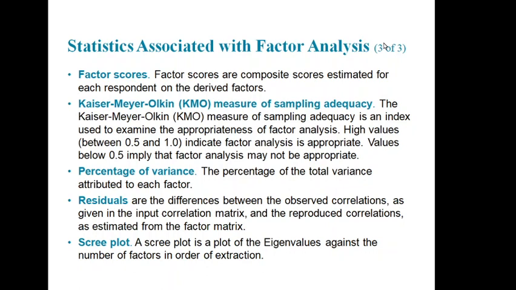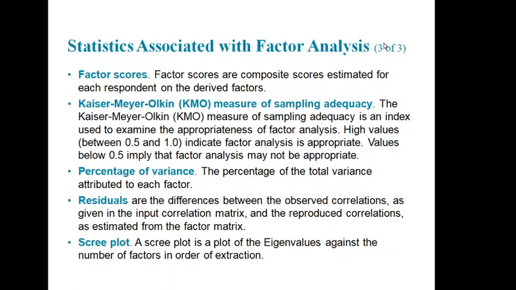Then another set of statistics that you will receive is the percentage of variance. The percentage of total variance attributed to each factor can be observed in the percentage of variance. Then there is something called residuals. These residuals are the difference between the observed correlations, as given in the input correlation matrix, and the reproduced correlations, as estimated from the factor matrix. So the residuals will give you information regarding the difference between the original correlation matrix and the factor matrix.